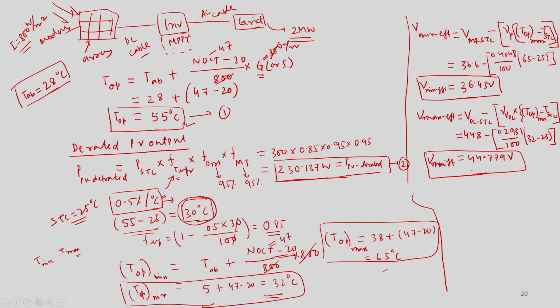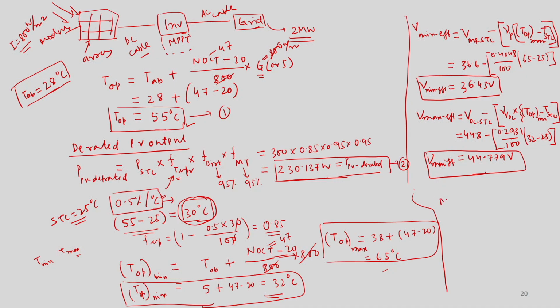This is known now. So, the next step is to find the minimum number of modules to be connected in series and the maximum number of modules to be connected in series. So, how to do that? We can use the equations we have discussed.